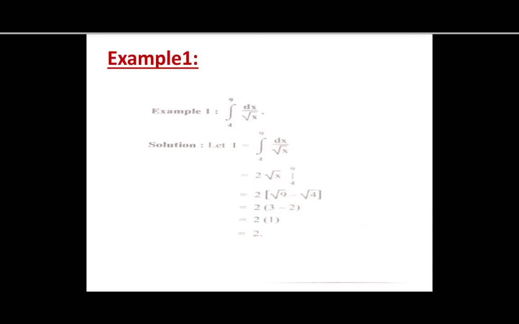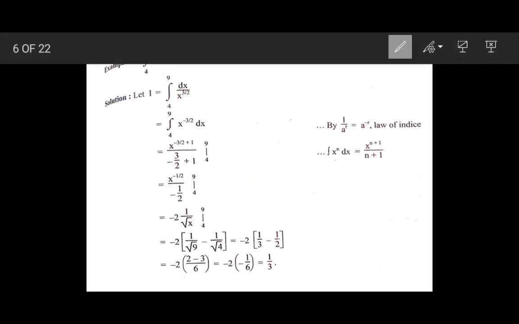Now let us see the second example. In the second example, it is given: integrate from 4 to 9 dx upon x raised to 3 upon 2. When we take this x raised to 3 upon 2 into the numerator, it will be x raised to minus 3 upon 2. Now we are going to apply the x raised to n formula.